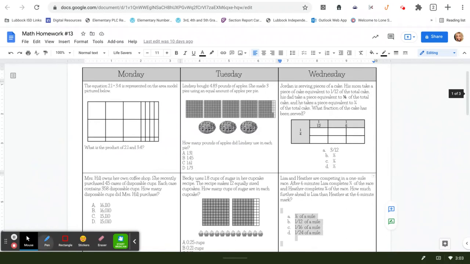Okay. This next one, I actually do like this model because if you draw on the model, you can manipulate the model into your common denominator. So let's take a look. Jordan is serving pieces of a cake. His mom takes a piece of cake equivalent to 1/12. So here's mom's piece. Let's make mom's piece pink.